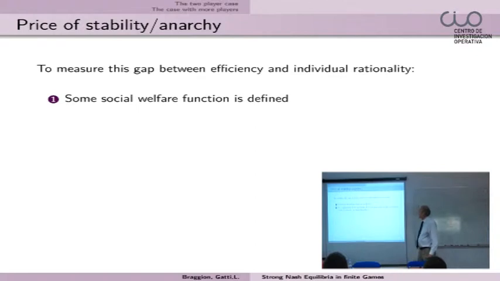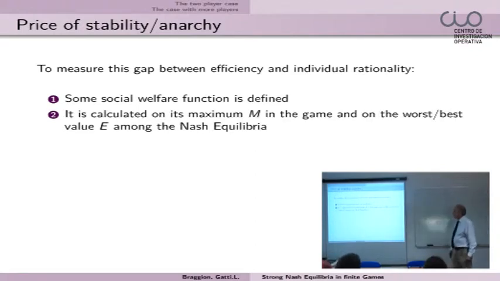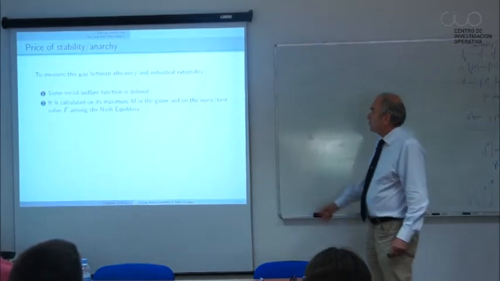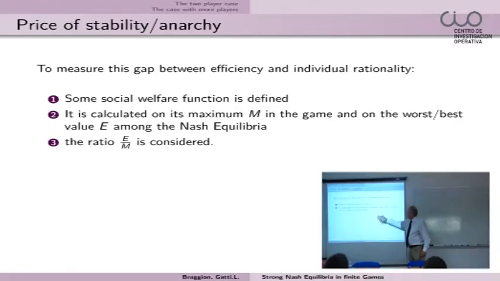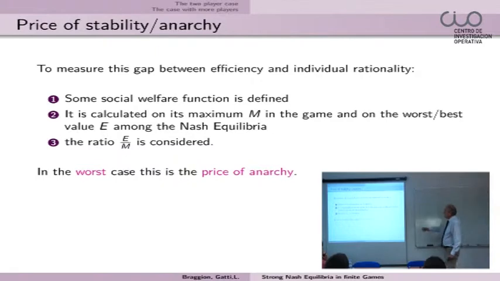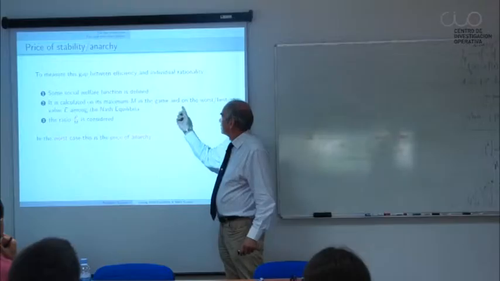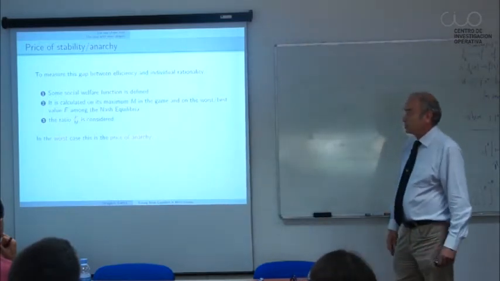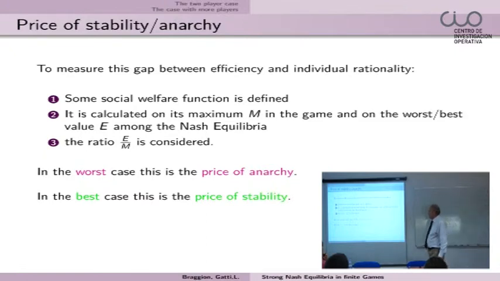welfare function. The game has a lot of compactness, because even if we use mixed strategies, we are in a compact setting, and we calculate either the worst or the best value, E, according to the social welfare function, among the Nash equilibria, and we consider the ratio E over M. And in the worst case, so when we put E as the worst Nash equilibrium, we call it the price of anarchy, and in the best case we speak of price of stability.